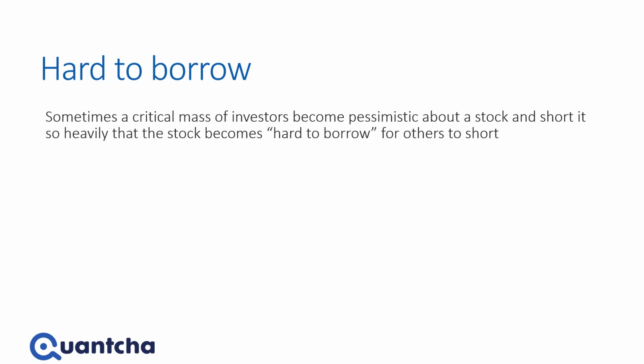And there are some natural limitations to how easy it is to borrow stock because not many people who own the stock are willing to loan it out because they might be concerned about the pessimism around the stock and want to sell it themselves to get out of it. So, when a critical mass of investors becomes so pessimistic about a stock and they're shorting it so heavily that it becomes hard to borrow for others to short, meaning that people can't borrow the stock because it's just not available or people aren't willing to loan it out.